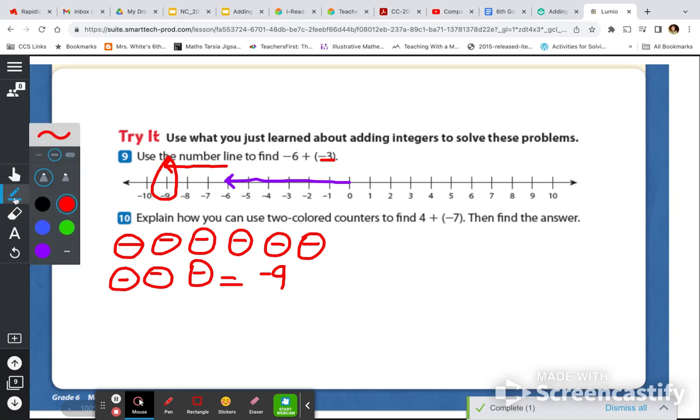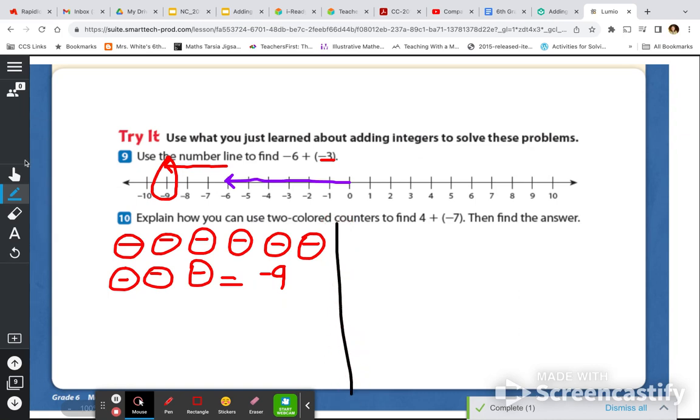Okay, so now for question number 10, right here, I'm just going to draw a line. Explain how you can use 2 colored counters to find 4 plus -7, then find the answer. So let's do that. I'm going to use a blue for our first number because it is positive. There is not a negative symbol in front of that.